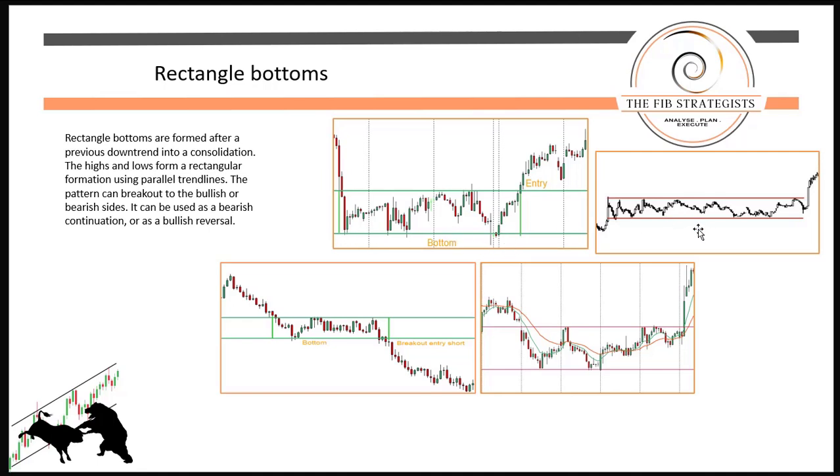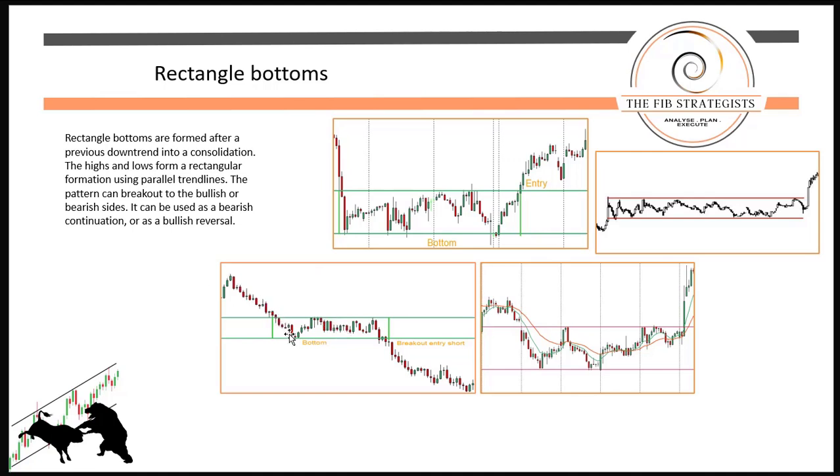Here we have a very long-term rectangle bottom. You can see that it touches many times. This is on the weekly time frame. You can see that as price breaks that rectangle resistance, you can place your entry long with your stop loss on the lows. Here we have a very nice rectangle bottom.